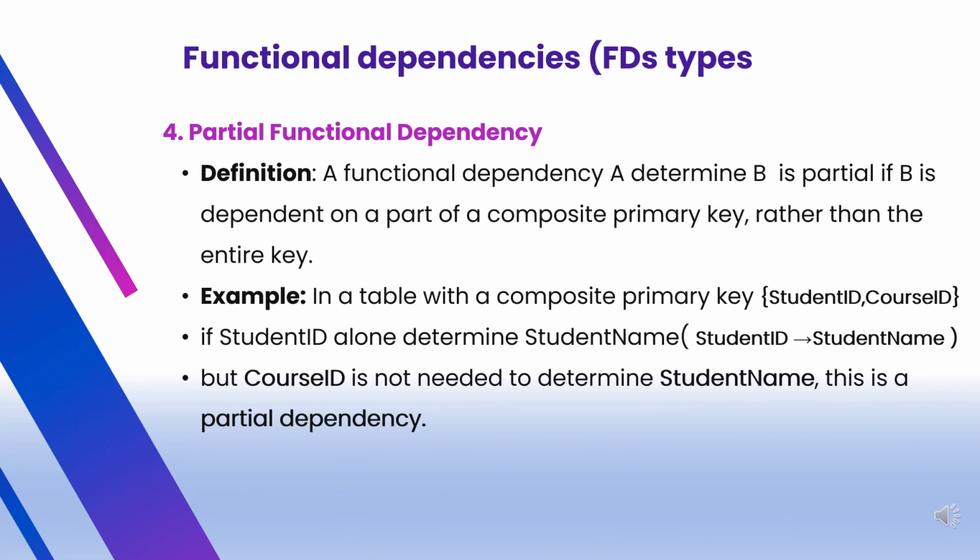Fourth type of functional dependency is partial functional dependency. A functional dependency A determines B is partial if B is dependent on a part of a composite primary key, rather than the entire key. Example: in a table with a composite primary key, student ID, course ID, if student ID alone determines student name, but course ID is not needed to determine student name, this is a partial dependency.